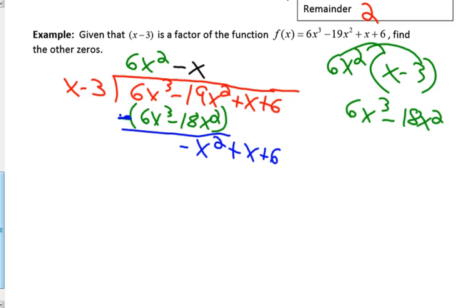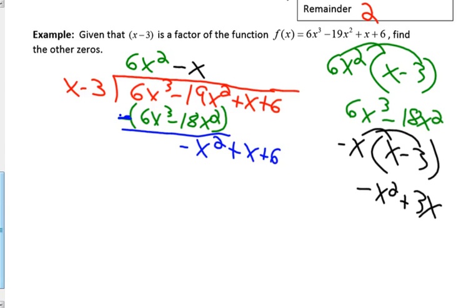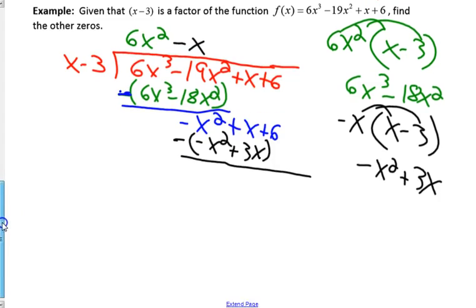All right. So I'm going to do negative x, and remember that I've got to do negative x times this whole factor, x minus 3. So that gives me negative x squared plus 3x. I need to multiply times this whole factor. Now we're going to put this down here, right? So negative x squared plus 3x. The reason I keep putting this in parentheses is the operation is subtraction. It's subtracting the whole thing. That's where it gets tricky.